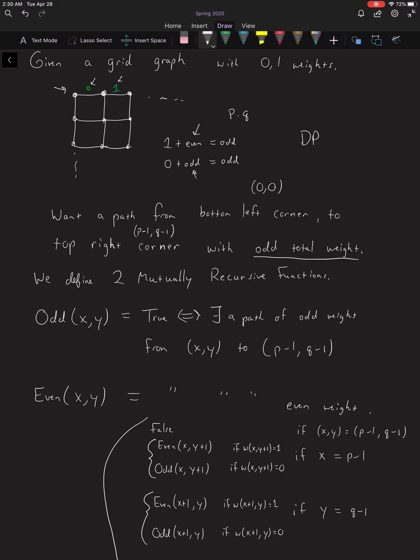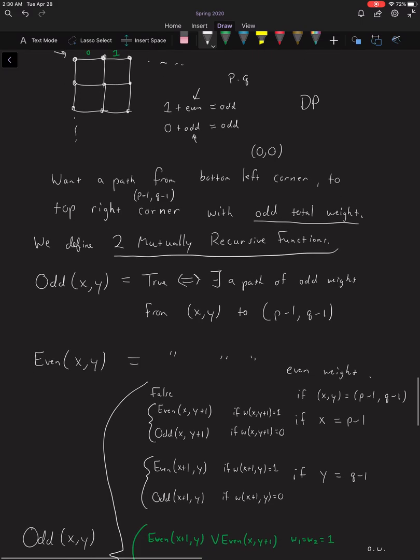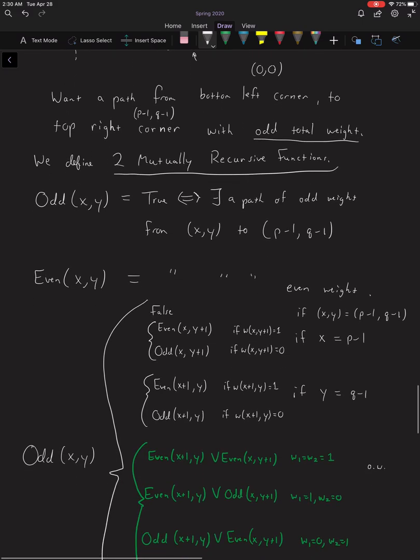So one really natural way to do this is to define two mutually recursive functions. This is something we've seen a couple times in study groups. And the main idea here is we can define odd functions and even functions. In particular, odd of x,y will be true if and only if there is a path of odd weight from x,y to p minus 1, q minus 1. So essentially we're starting somewhere in the middle of our grid, and we want to figure out if we can get to the top right corner with an odd total weight. And then we'll find the same thing for even, except now we want an even total weight.